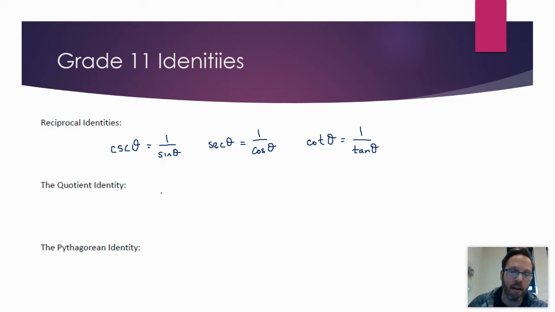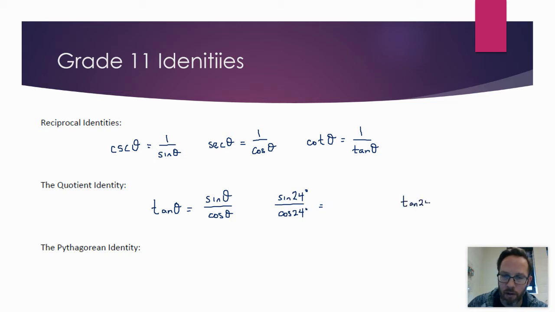The quotient identity was something we touched on, and it says this: the tan of theta is equal to sine theta divided by cos theta. This is true. You can verify this. Maybe just do this quickly. Let's do the sine of 24 degrees divided by the cosine of 24 degrees, and then separately do the tan of 24 degrees. And you will see that those two are equal.